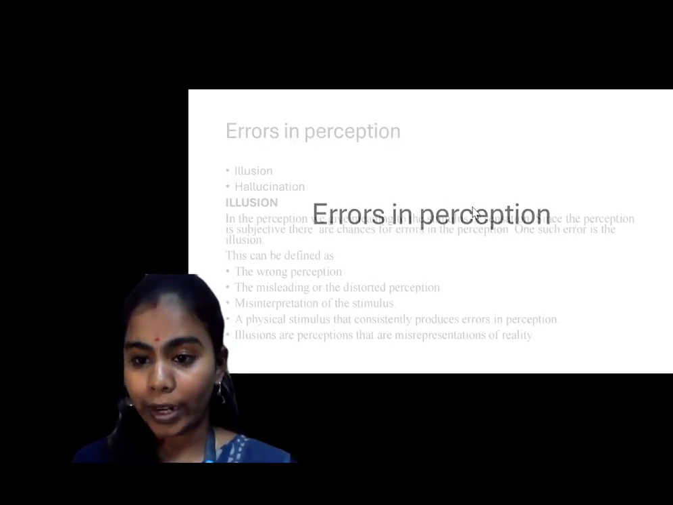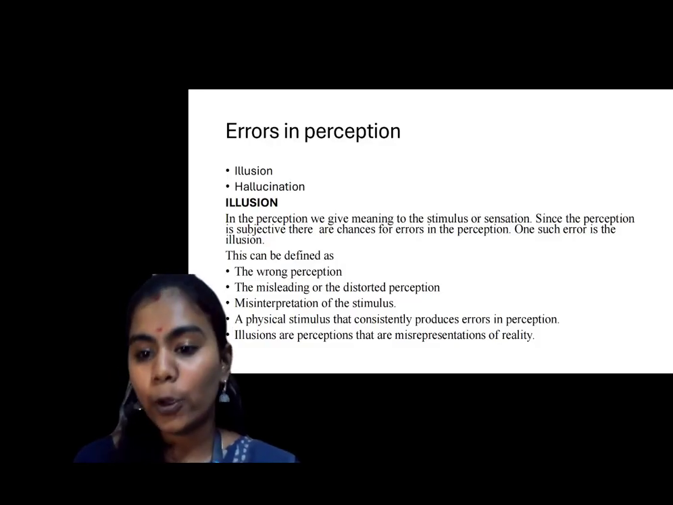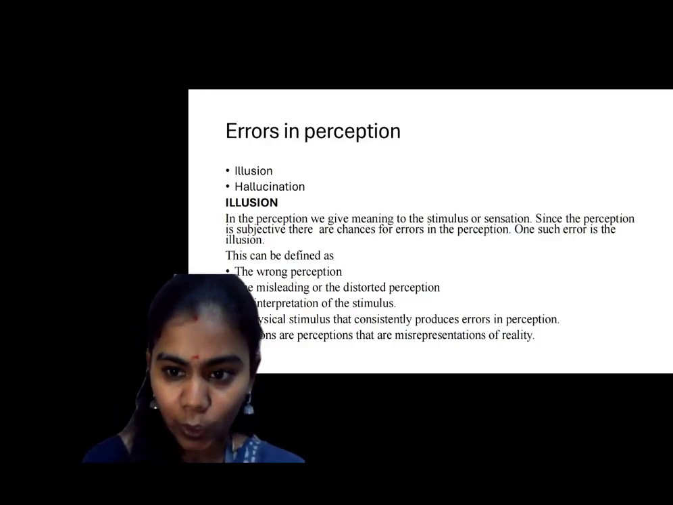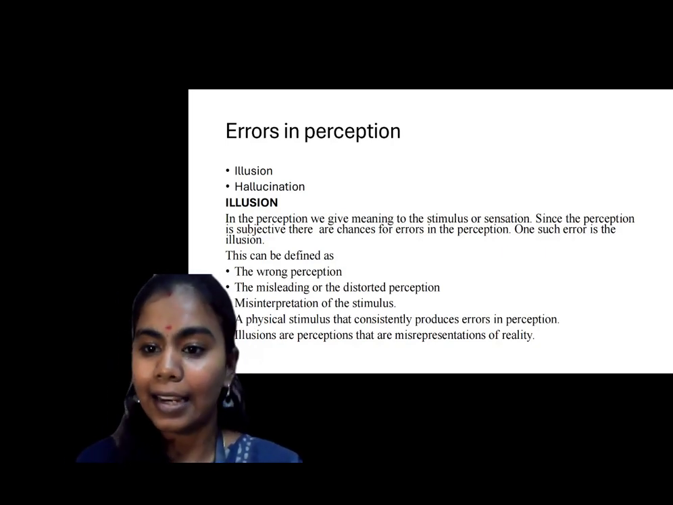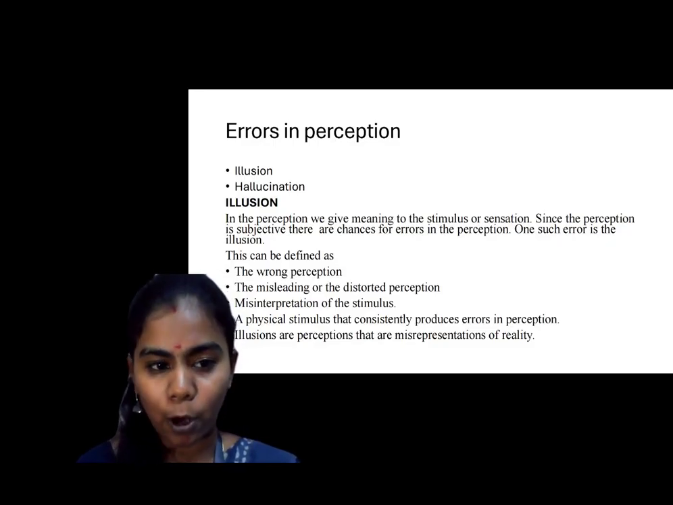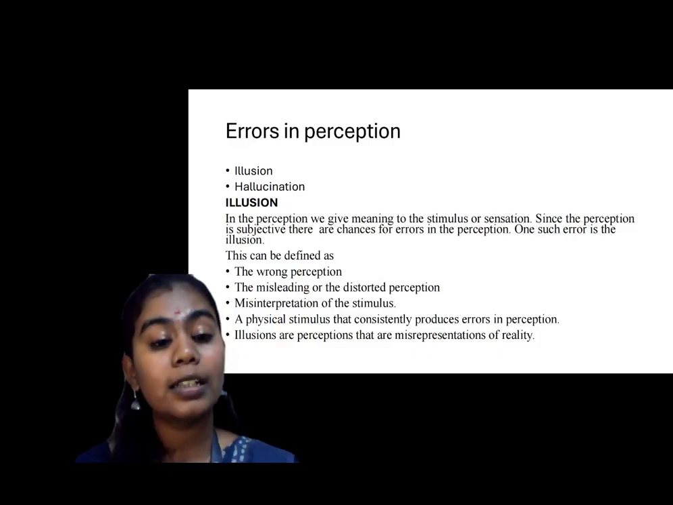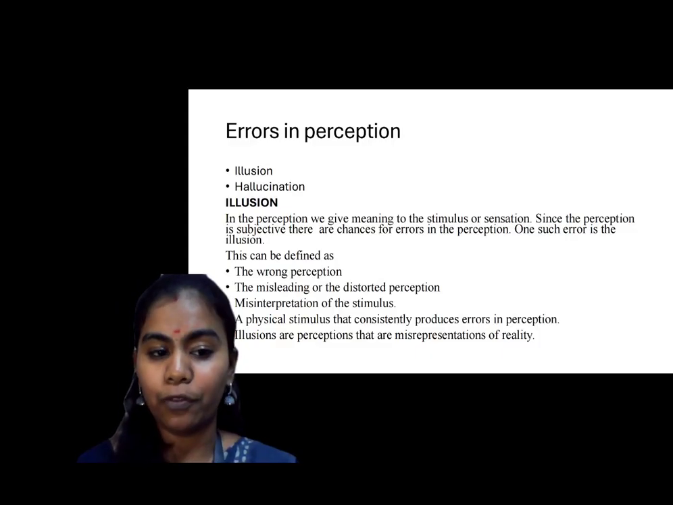There are two errors in perception. One is illusion, second one is hallucinations. Illusions are nothing but there will be a stimulus, but you are misinterpreting the stimulus into another thing rather than its actual form. That is what illusion. The definition of illusion can be: it is a wrong perception, a misleading or distorted perception, and a misinterpretation of the stimulus.